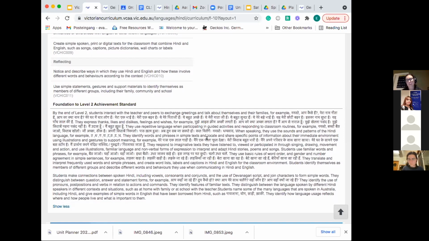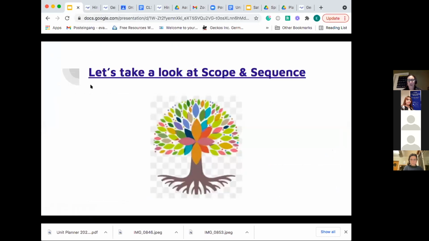And then there are examples in Hindi. Yeah. Or they express thanks, likes and dislikes, feelings and wishes, for example. And then there's another example in Hindi. So you can see these are the goals we are working towards, and they are really important when we build our unit of work. So let's go back to the general slide.